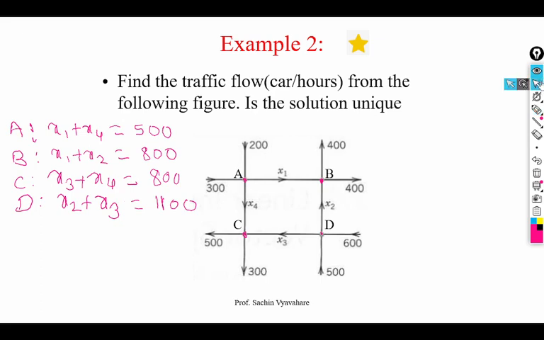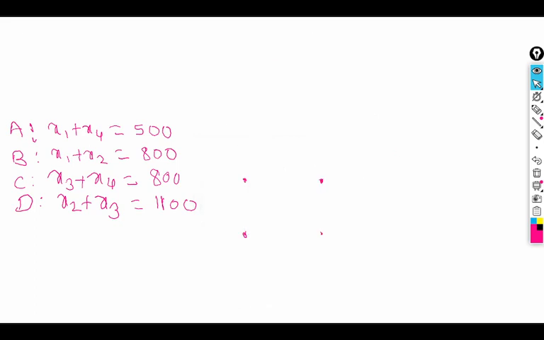Okay, now we'll move to the solution for this non-homogeneous system again. How many equations are these? 4 equations in 4 unknowns, x1 to x4. Okay, so that is our system of equations.